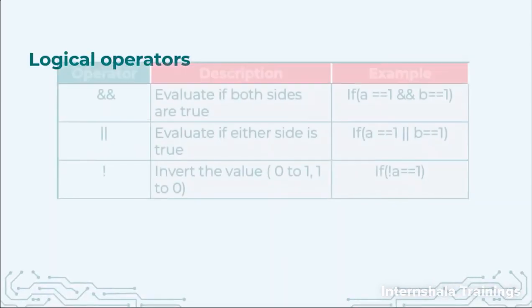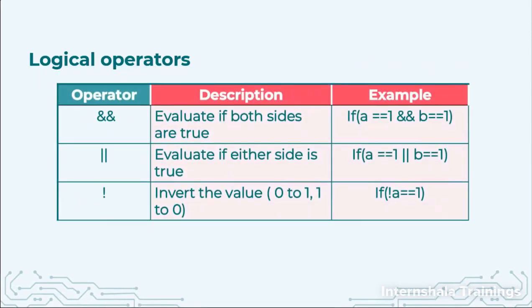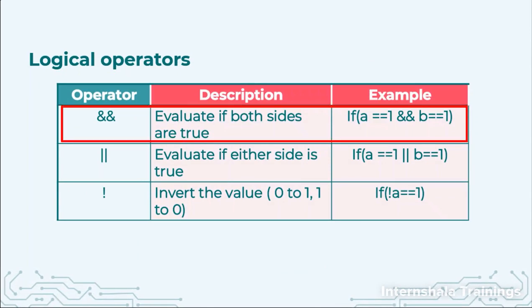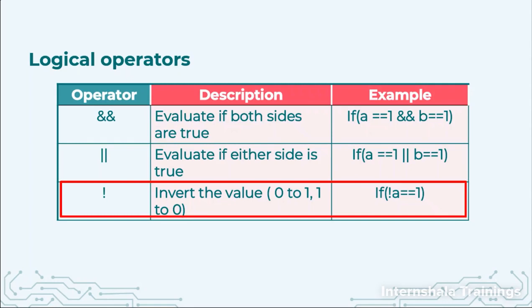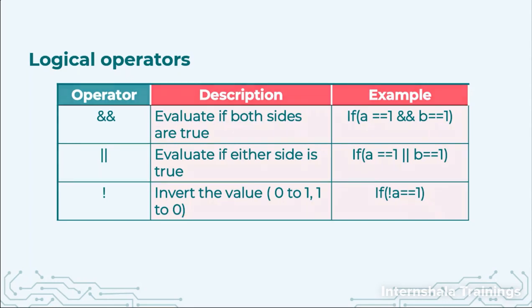Next we have logical operators. These are for logical operations like and, or, and not. Two ampersands are used to find if both sides are combined together with logical and. Two vertical bars are used for the or operation, and exclamation is used for not. So these are the 3 logical operations that we perform.